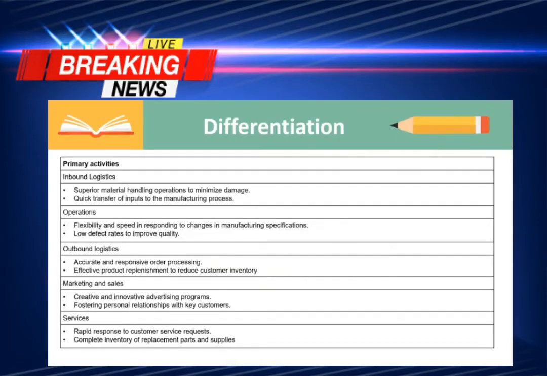Okay, if you can see in the slide, I have made a table for you. The first one is primary activity. Inbound logistics: the company must have a quick transfer of input to the manufacturing process. For operations, low defect rate to improve quality. For outbound logistics, accurate and responsive order processing. For marketing and sales, fostering personal relationships with the key customers. And for the services, complete inventory of replacement parts and suppliers.